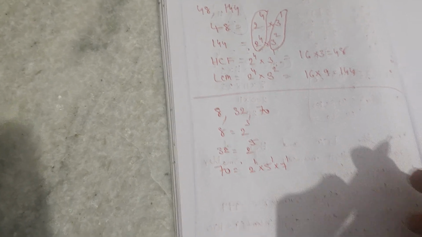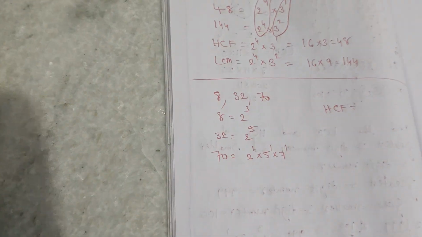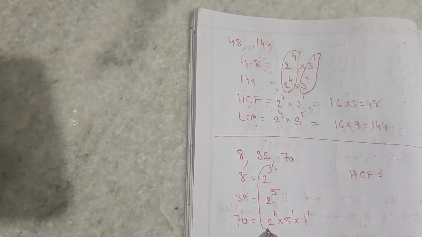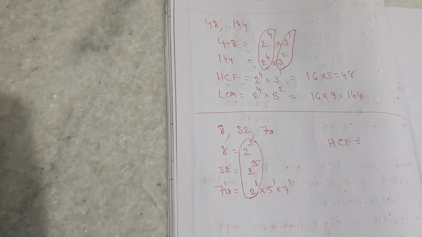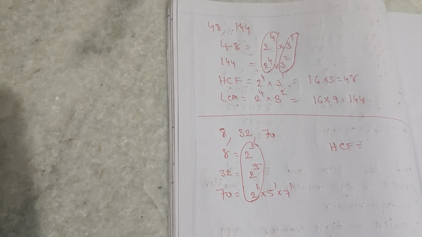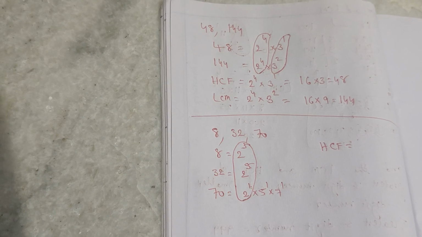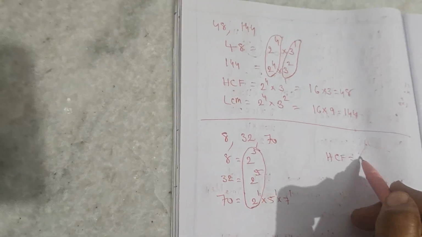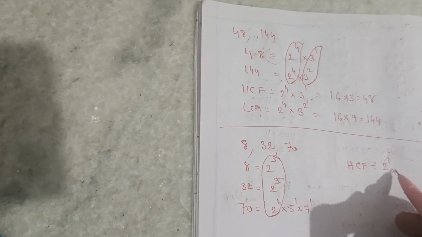If you want to find the HCF, what do we have to do? Up to now we found it only for two numbers. Now, in three numbers, what is the common base? 2. In this, which one do you have to take, the highest power or the lowest power? Lowest power. What is the lowest power? 2 power 1. Is there anything else? No. So the answer is 2. 2 power 1 means how much? 2.